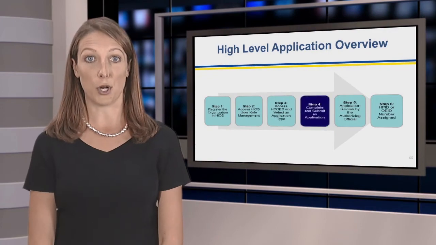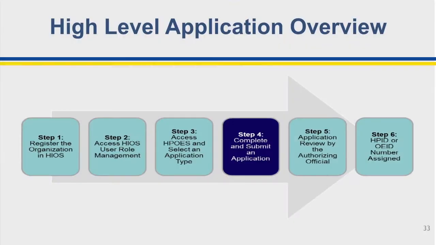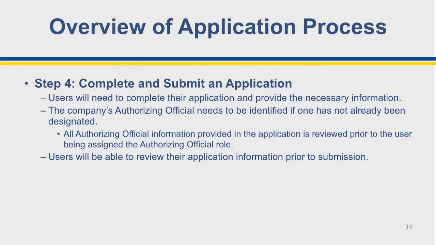We are now on Step 4, where we'll discuss how to complete and submit an application. Once you have determined which type of application you will need to complete, you may begin the HIPAA application process. As part of the CHIP HPID as well as the OEID application workflow, you will need to identify the company's authorizing official if there is not already one designated in HIPAA. Since we are applying for the SHIP HPID, we will not provide an authorizing official, as all SHIP HPID applications will be reviewed by the authorizing official of the CHIP.